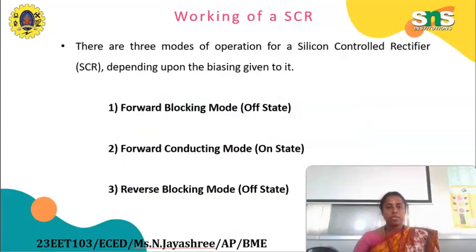Next is the working of SCR. There are 3 modes of operation of SCR depending upon the biasing given to it: forward blocking state, forward conducting state and reverse blocking state. These are the 3 modes for the silicon controlled rectifier. Let us see them one by one in detail.